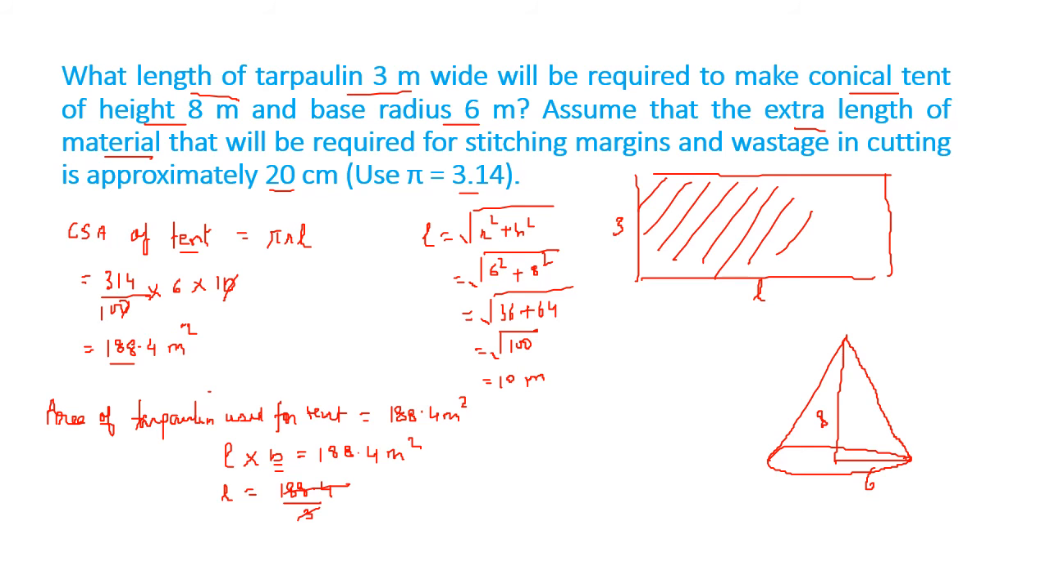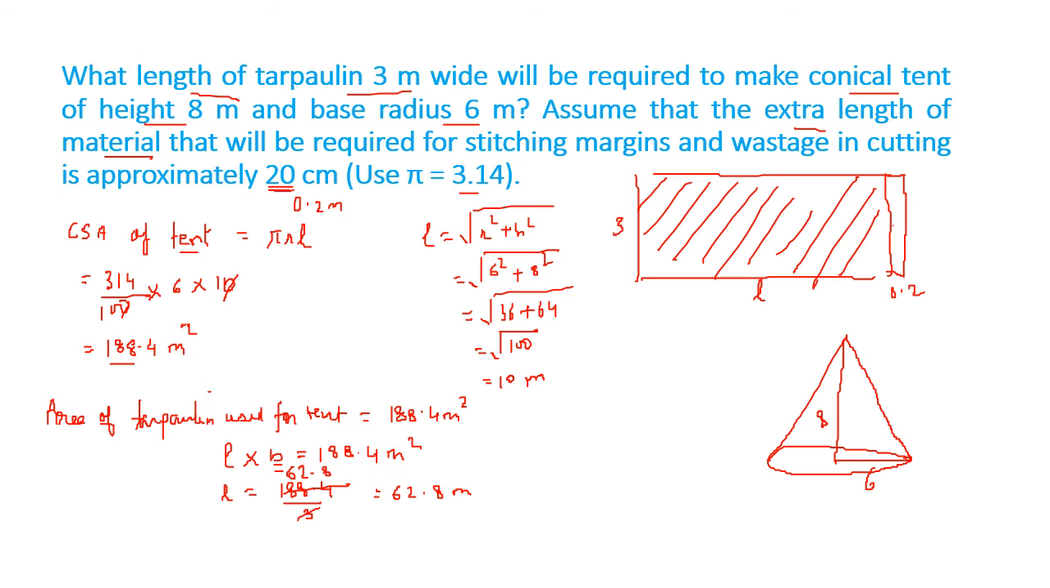3 ones are 3, 3 sixes are 18, 3 twos are 6, 24, so 3 eights are 24. So 62.8 meter is used for the tent, but we have got 20 centimeter, that is 0.2 meter. So we have got 0.2 meter as the wastage. We do not add that later as the wastage, 0.2.